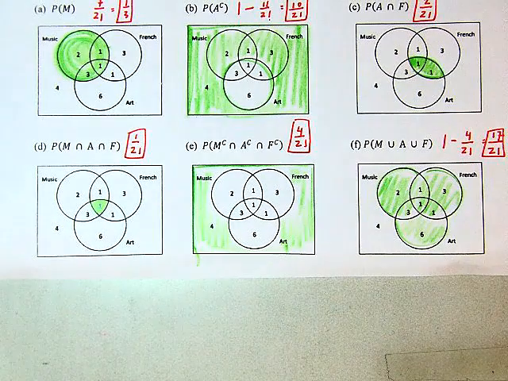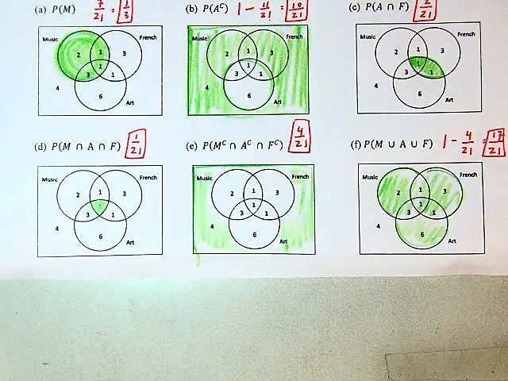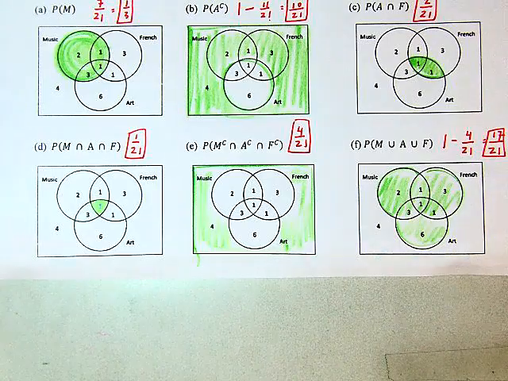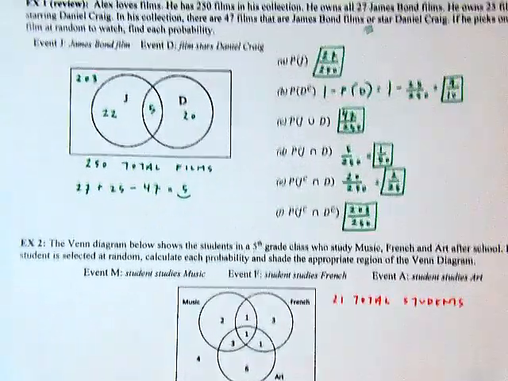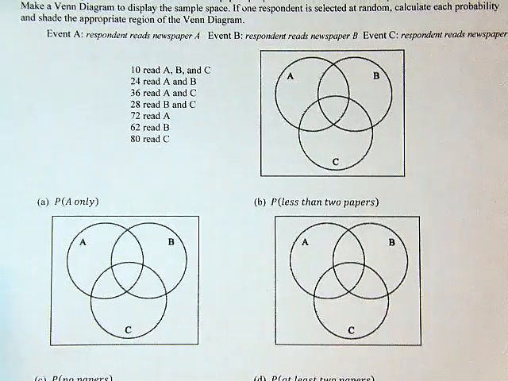Okay, let's flip a page. Let's do the last example. It's really just making sure that we can build it. Can we build a Venn diagram? And then answer a few questions that follow as well.